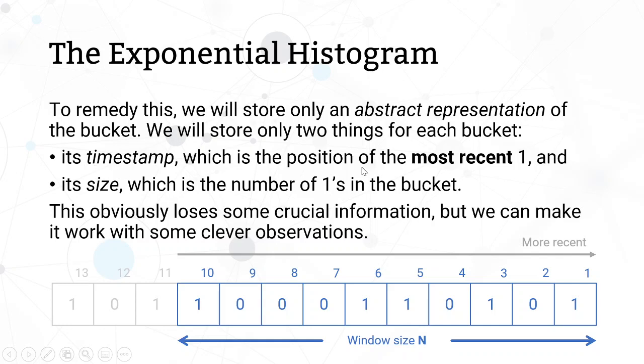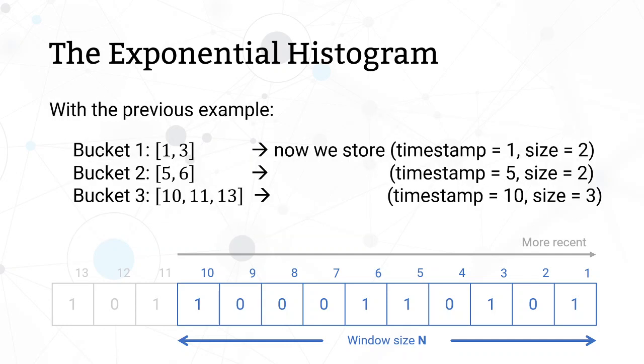So the timestamp is the position of the most recent one, and the size is going to be just the number of ones in that bucket. Obviously, we lose some information by doing this, but it turns out that just by storing these two things, we can solve the problem approximately really well. Just as an example, this bucket 3 here, 10, 11, 13, will only store 10 and the size 3, which is the number of elements in that bucket.